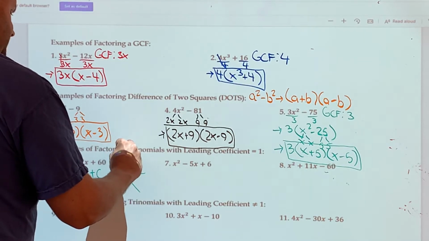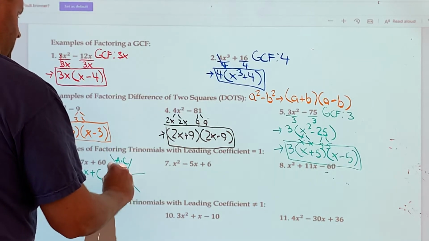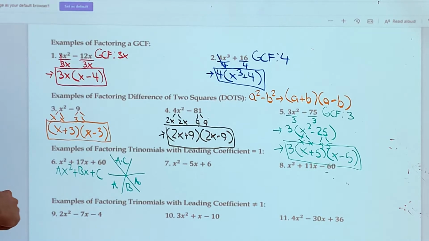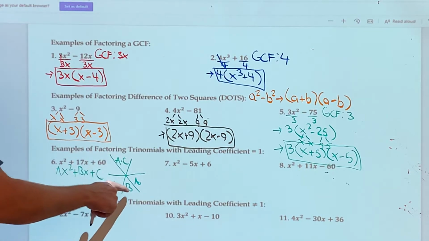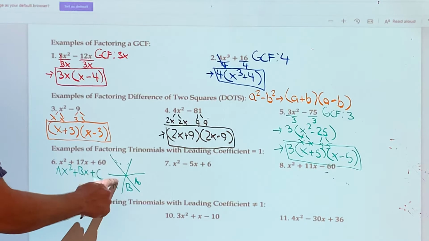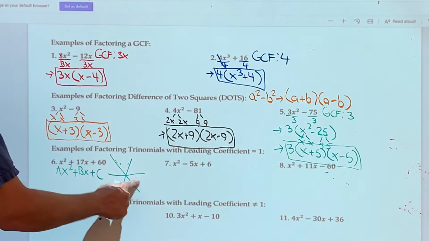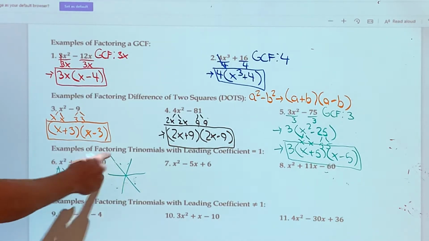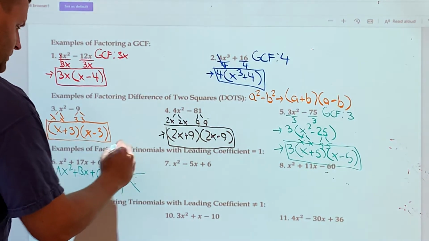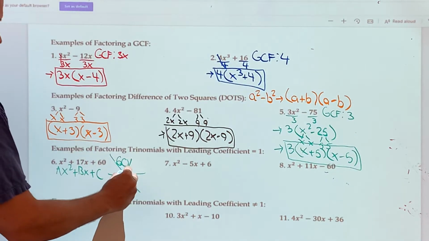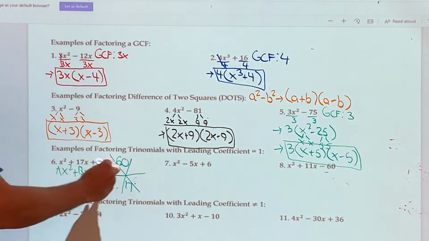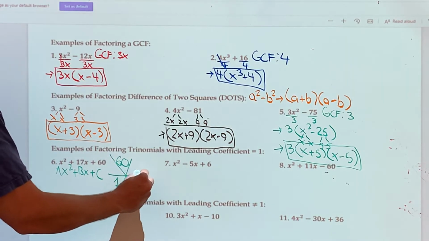up here is a times c, b, a, and a. So let's go ahead and erase this and fill it out. What is a times c? 1 times 60. Okay, what is b? 17. And then what is a? The coefficient there is just 1 and 1.